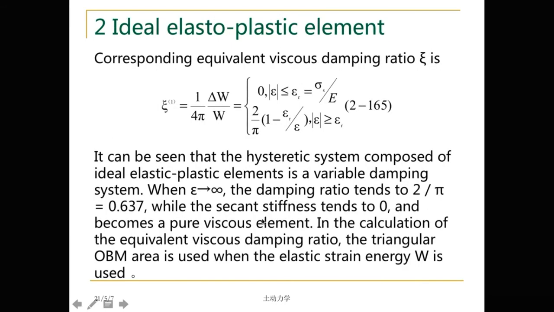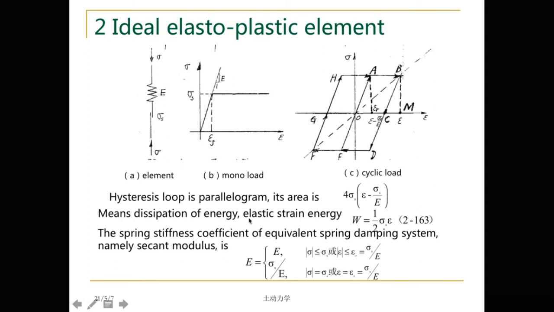Then let's see how to calculate the elastic strain energy, W. It's the area of triangle BOM. It's easy to calculate. W is just equal to half of sigma s times OM, and OM is just epsilon. Now we know delta W and W, we can calculate the damping ratio, Kc.